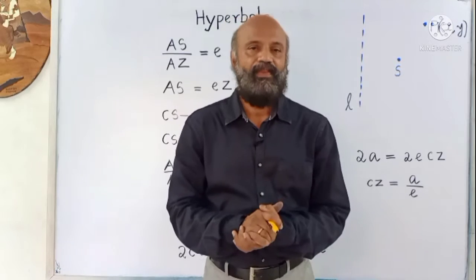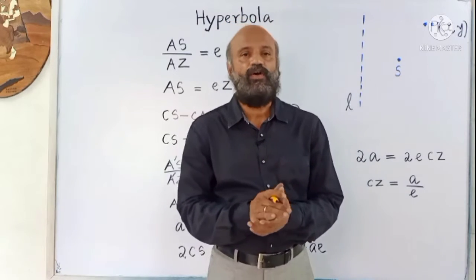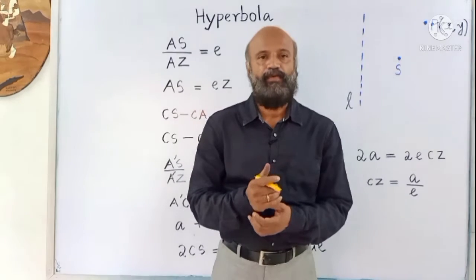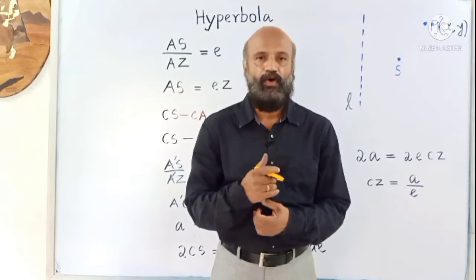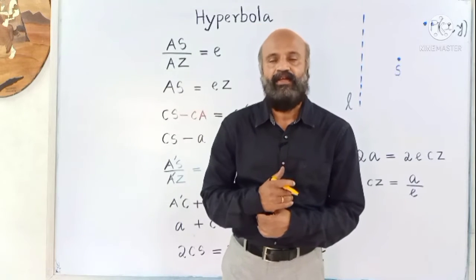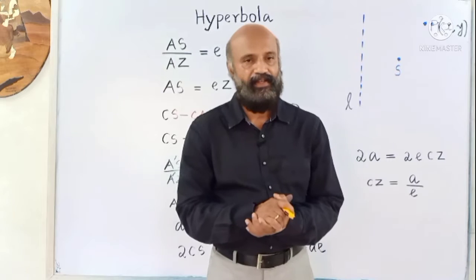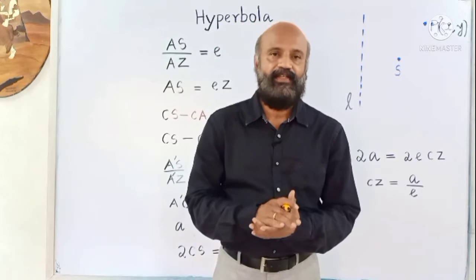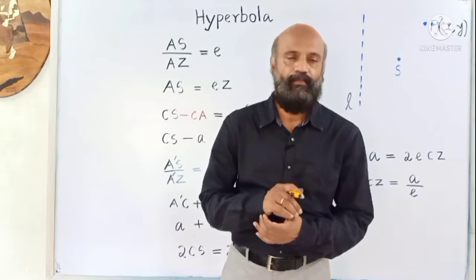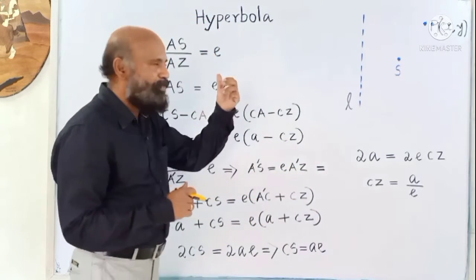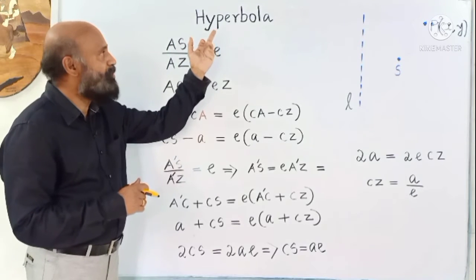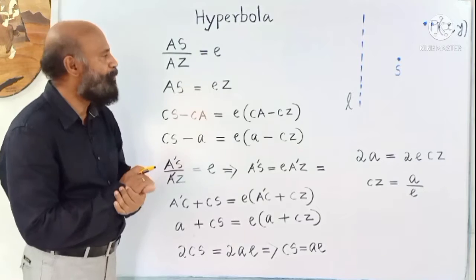You know that a conic is the locus of a point which moves such that its distance from a fixed point bears a constant ratio to its distance from a fixed line. That constant is known as eccentricity. If that eccentricity is greater than 1, it is known as a hyperbola. In this video, let us see the derivation of the standard equation of a hyperbola.